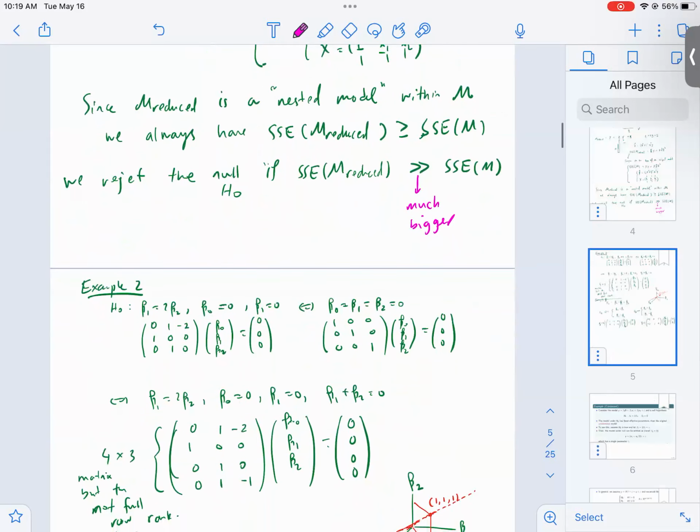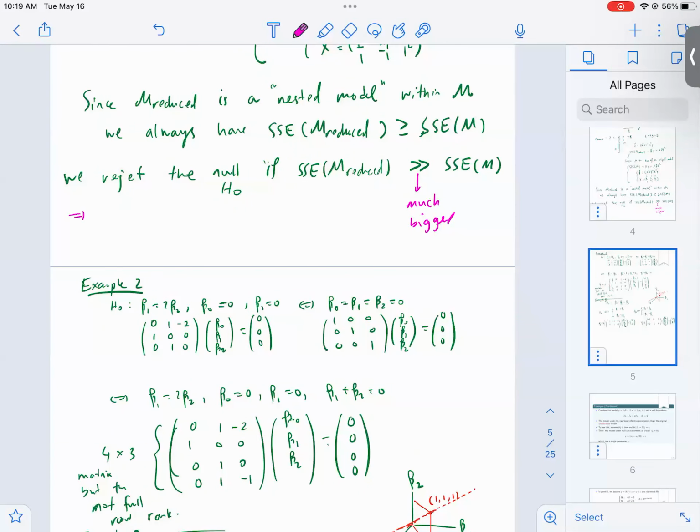Basically we reject if SSE of M reduced divided by the SSE of M is much bigger than 1, but where do we set the threshold? For that, I'm going to have to figure out what the distribution of this quantity is under the null.